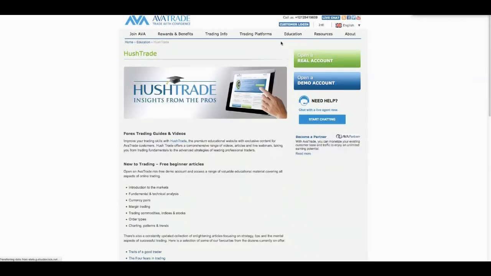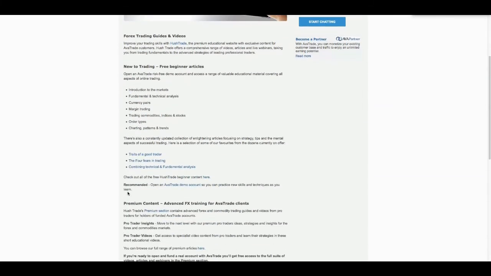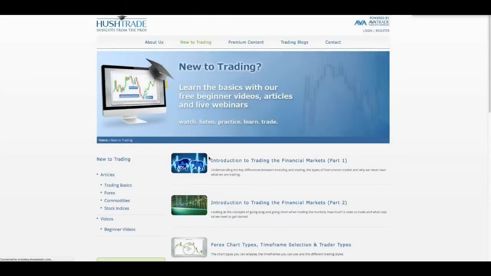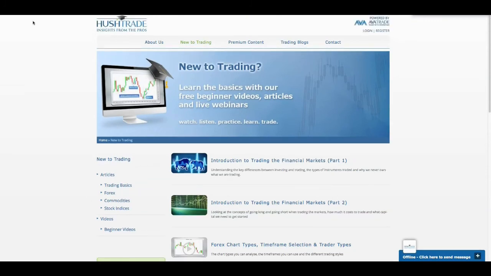AvaTrade have launched a new product called Hush Trade, which are trading insights, and these contain Forex trading guides and videos, many, many articles, and it's very useful. And in order to access that, you simply click here for the beginner section. Some of the articles are locked for members only, so you can work your way through some of these.